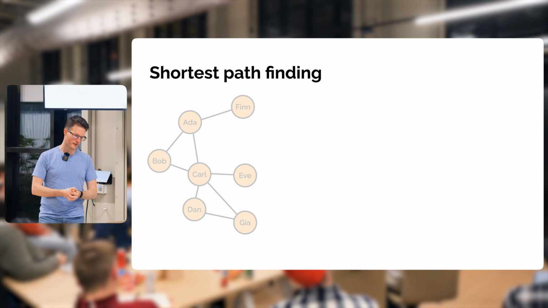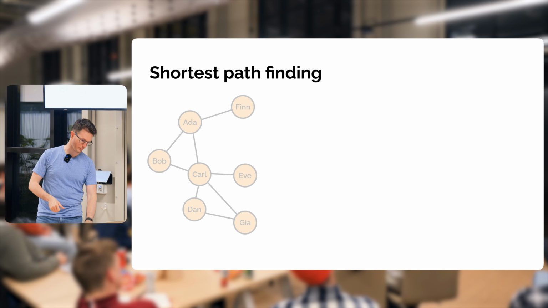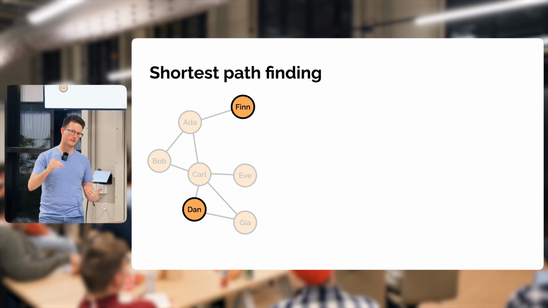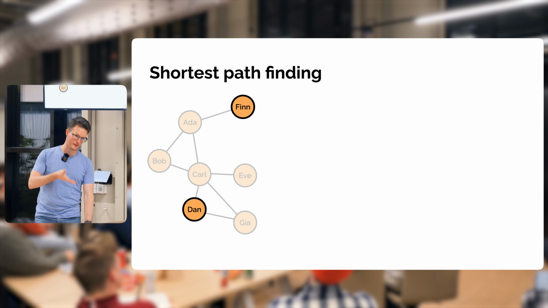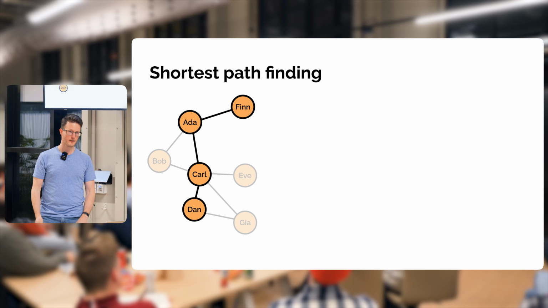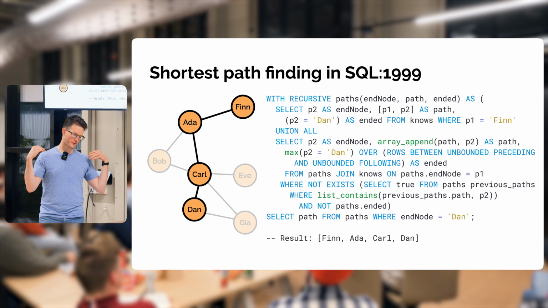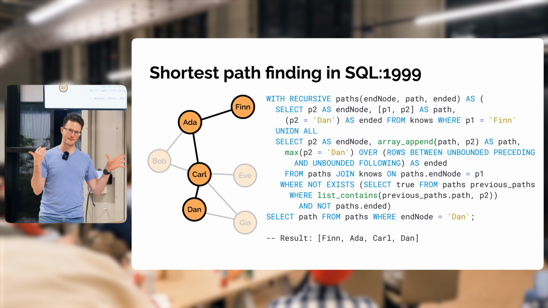A really typical use case is shortest path finding. For example, how many hops are there between Dan and Finn in this social network? You can see even on the picture that it's just Ada and Carl, so that's the path. But if you want a SQL database to tell you this, you have to write a monstrosity like this. I spent quite a lot of time with this query, and this is as nice as I could get it.